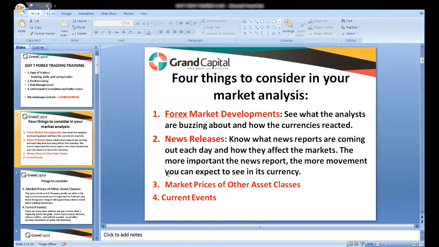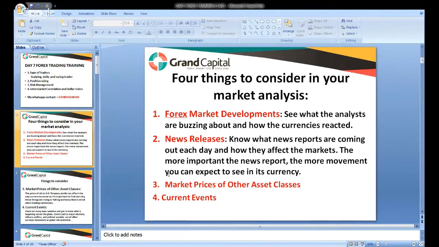Now, the first thing that you consider is the forex market development. Let's just take for example, we are using cryptocurrency as our case study. Whenever Bitcoin is mentioned in the news, once it's good or bad, it instantly reflects on the price of cryptocurrency, majorly the Bitcoin and the Ethereum and the major cryptocurrencies.